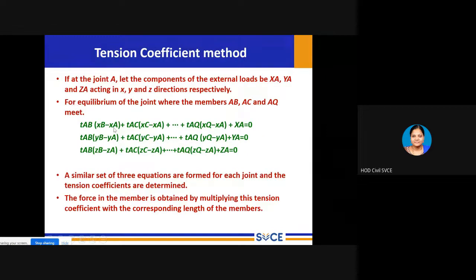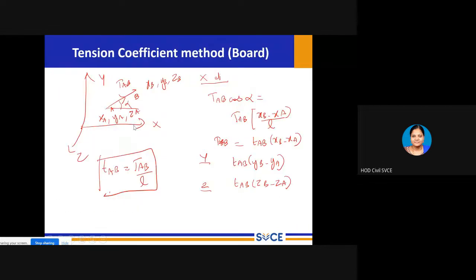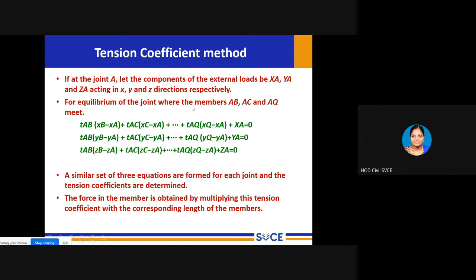So suppose, in addition to that, we are talking about only the force in the member TAB. In the truss system, you have some external forces also. Okay, so whatever external forces are acting at the joints, you have to consider that also while writing the equation of equilibrium. Suppose at the joint A, you have some external force acting in the X direction, for example, XA. Similarly, you have some external force YA, which is acting in the Y direction. Similarly, if you have some external force ZA, which is acting in the Z direction, you have to consider that external force also while writing the equation of equilibrium. Therefore, you will get three equations like this.